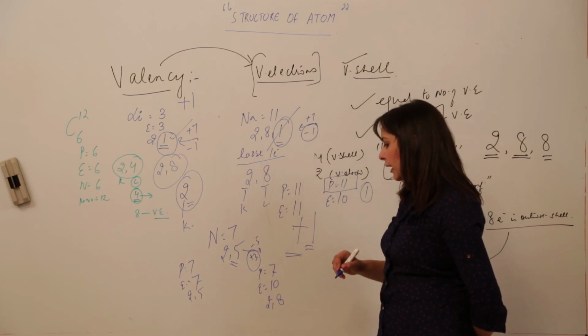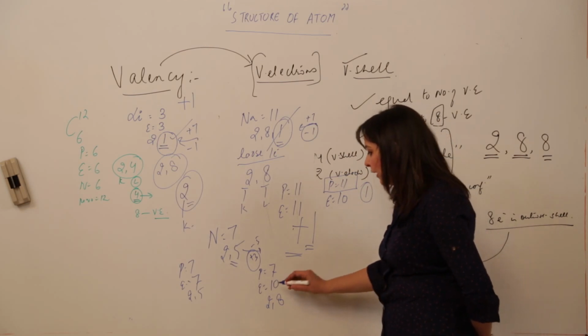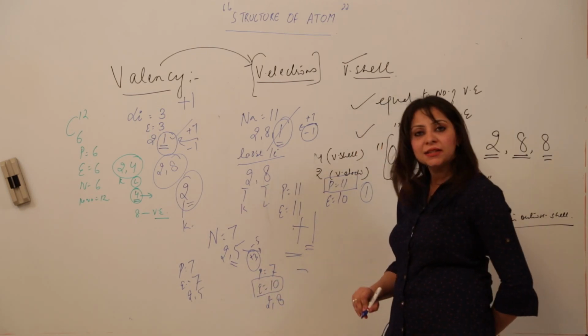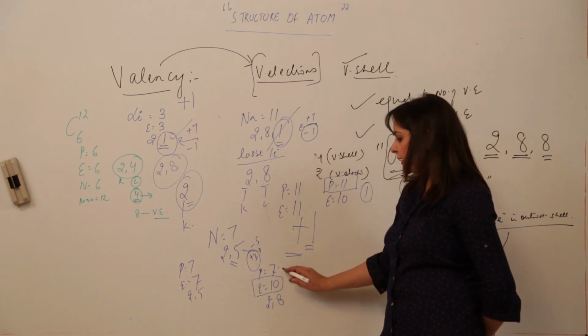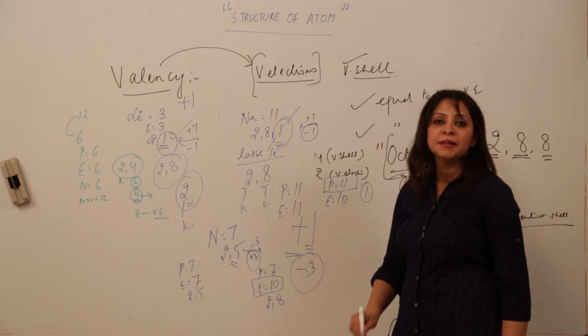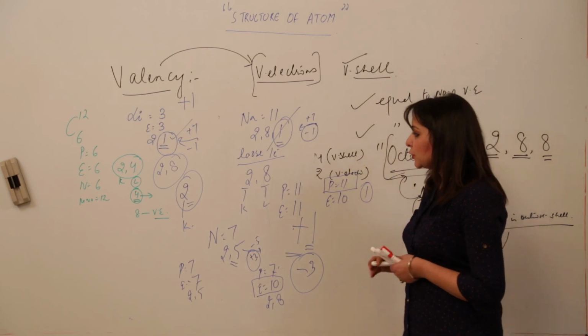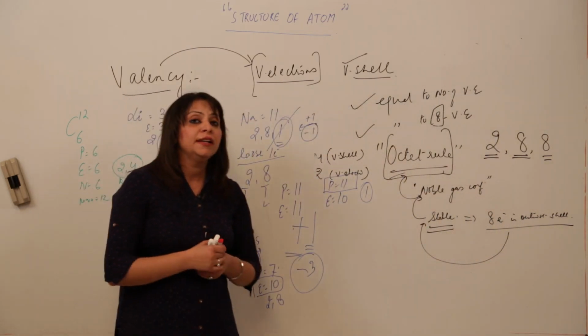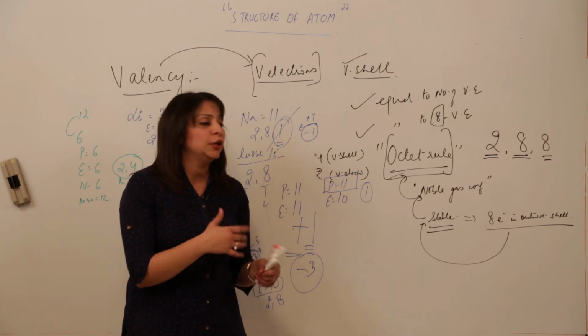So what has it done? It has gained electrons, so that means electrons are increased, means negative charge is increased. By how many units? 7 to 10, 3 units, so minus 3. Its valency is minus 3. And so you can do it. This I have explained to you so that you can know how actually it happens, why +1 or -1.